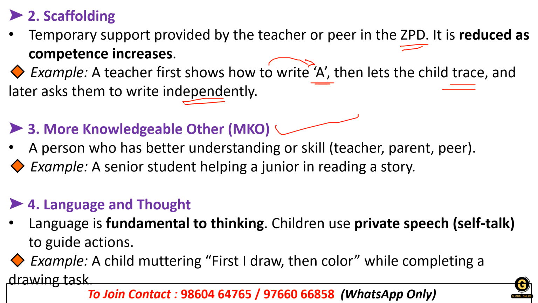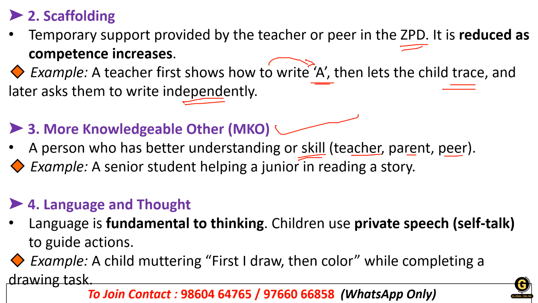More knowledgeable others, MKO. This is the third one. What is it? A person who has a better understanding of skills: teacher, parents, or peer. The more knowledgeable other is someone who has a higher level of knowledge, having more knowledge than the student or child. Clear? Have more skills or understanding than the learner. And this could be a teacher, a parent, a peer, or even a digital tool as well. Understanding? So the more knowledgeable other, the MKO, will play a very crucial role in guiding the student.